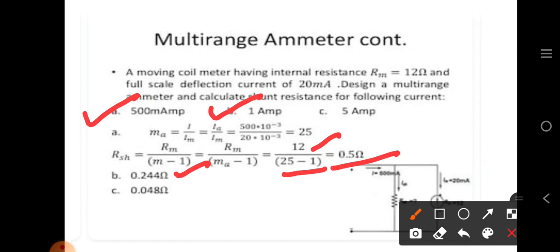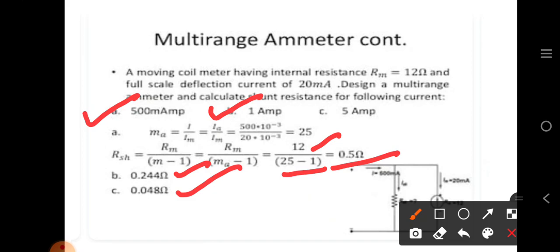And in the third case we have to extend the range up to 5 ampere. So for that purpose we will first calculate MA, and putting all these values in Rsh you will get the Rsh value of 0.048 ohm.